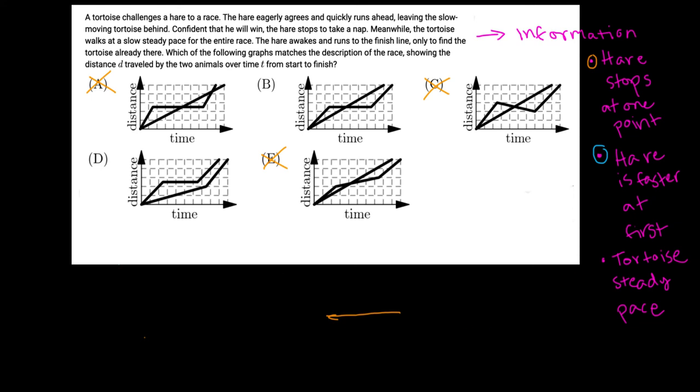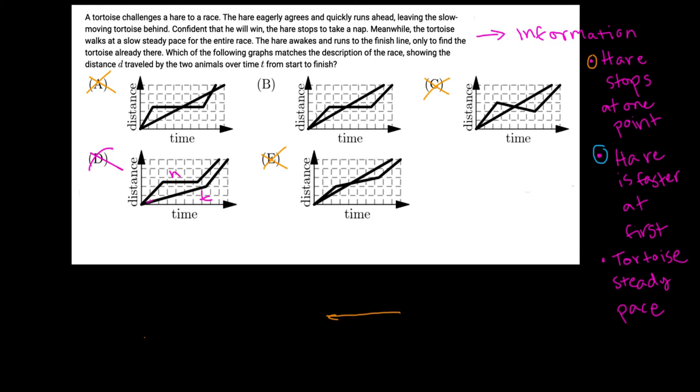Next, the tortoise moves at a steady pace. So that means that the tortoise line should be steady. And if you look at this here, since the hare stops, we're saying this is the hare and this is the tortoise. Now the tortoise's pace is not steady in this. Not only that, this one also, just like A, shows that the hare reached before the tortoise. So D is out as well.